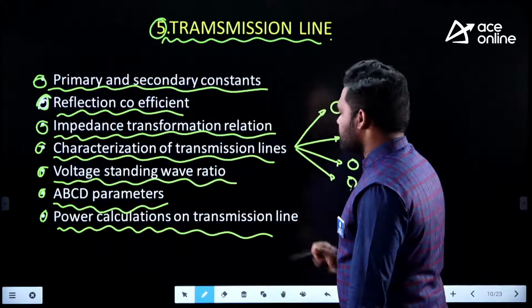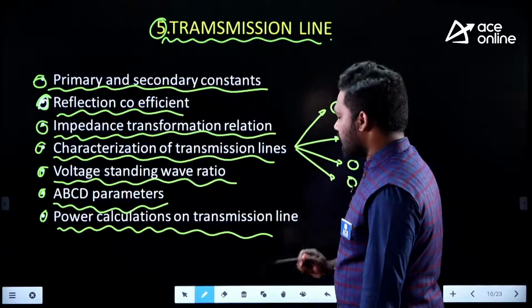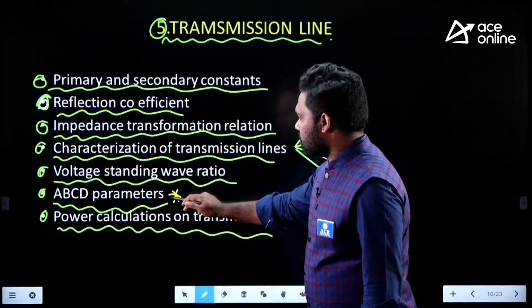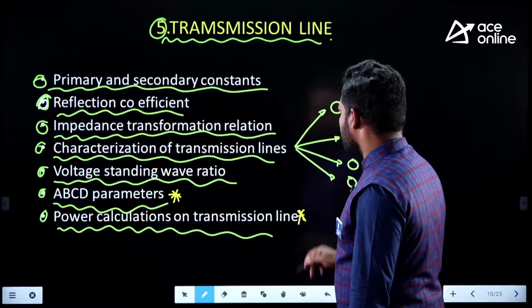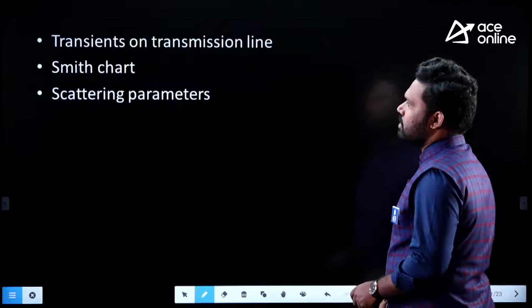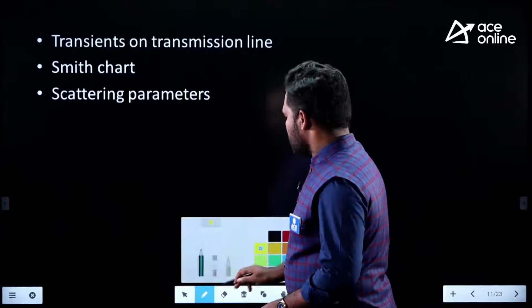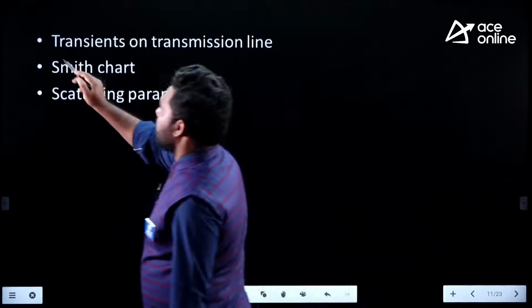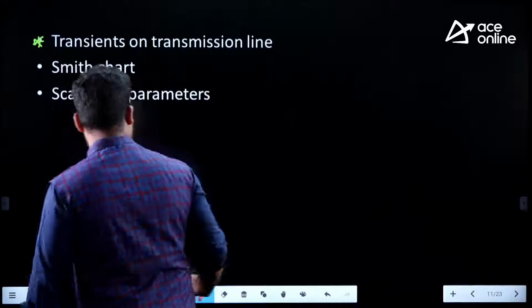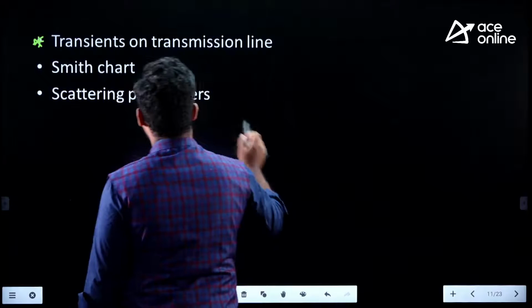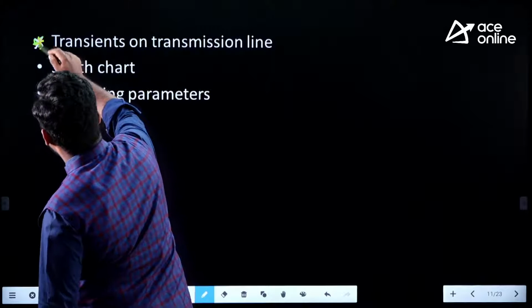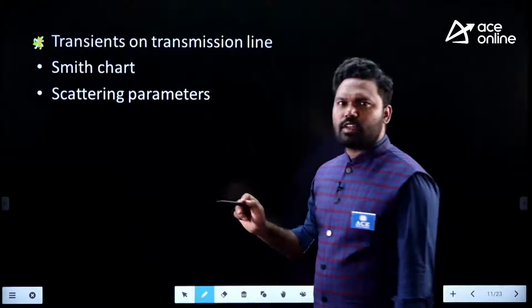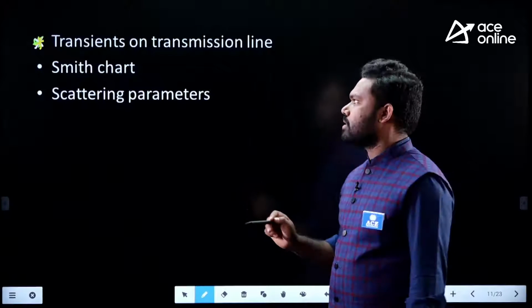Power calculations on the transmission line and ABCD parameters, as I said earlier, occur once in a blue moon. This one and this one. And then this one also, transients on transmission line. It is a pulse excitation. It is mentioned. Pulse excitation, you can also say transients on transmission line. This is also a very rarely asked topic.